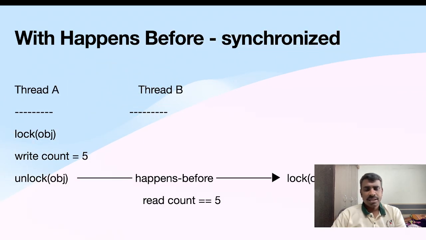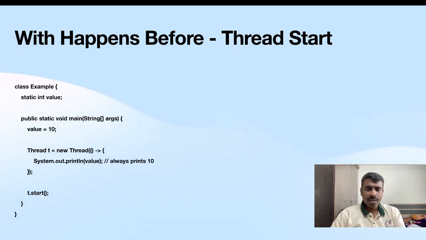Here you can see the example: it is locking, then writing, then unlocking, then another thread B is reading, so it is getting the correct value, count equal to 5. Thread start also makes sure this happens before is working correctly.